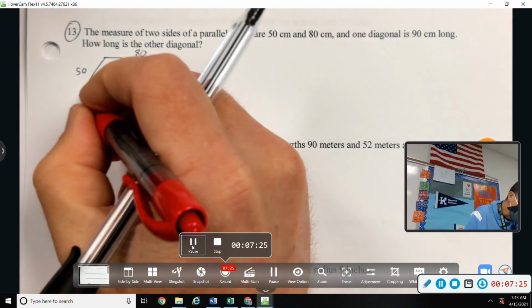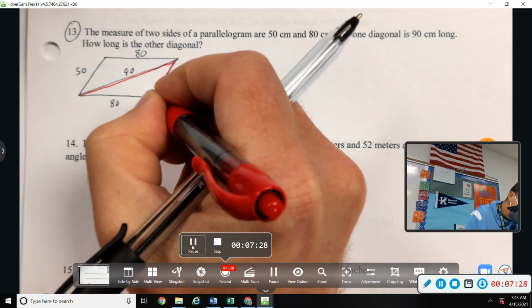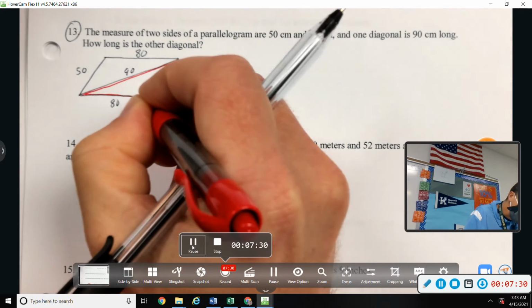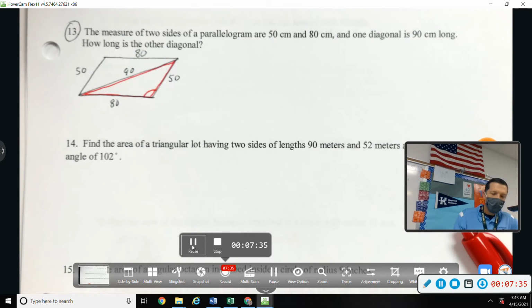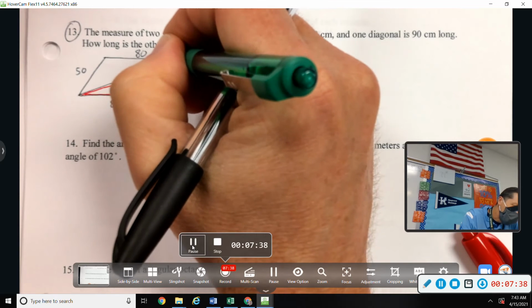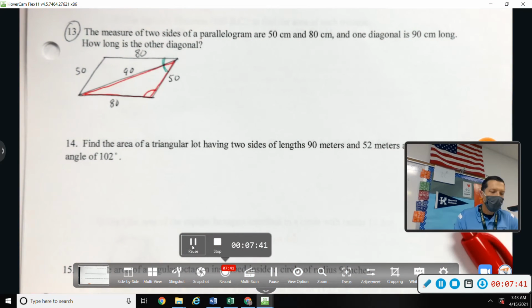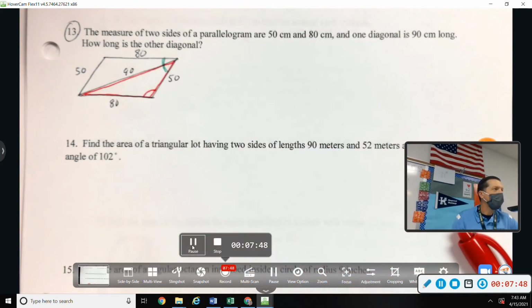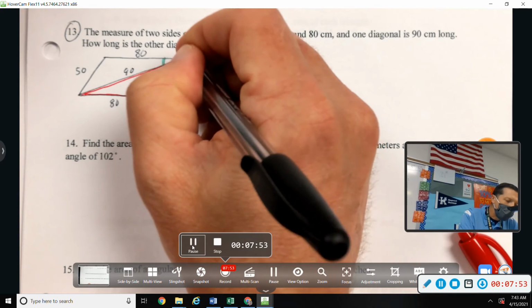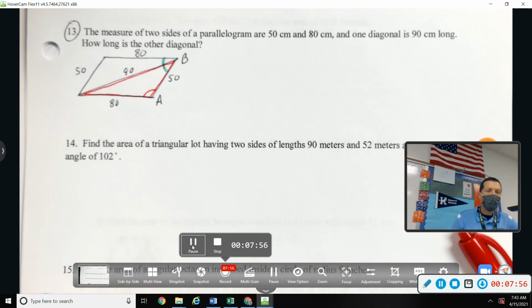We know all the sides. Let's find this angle, because if we can find that angle, then we can use it to find this angle. That would be same side interior, they would add to 180. And then we could use that angle to find the other diagonal. So it's like 3 steps here. We'll call it angle A. That will lead us to angle B, and then angle B can lead us to the other diagonal. So it's kind of our game plan here.